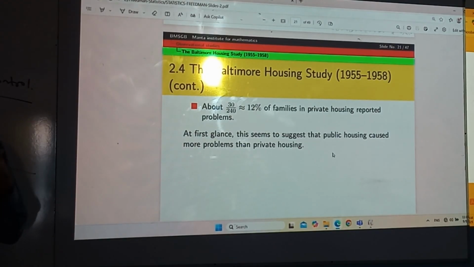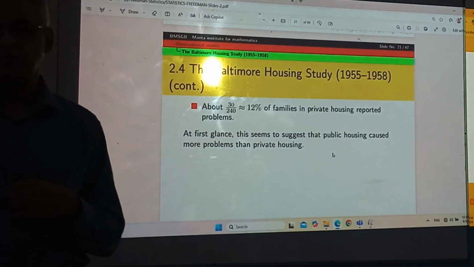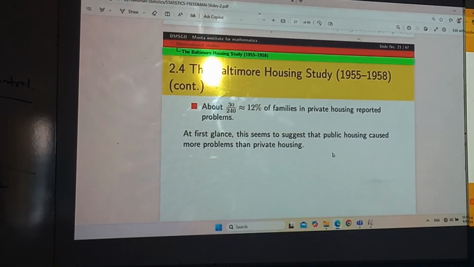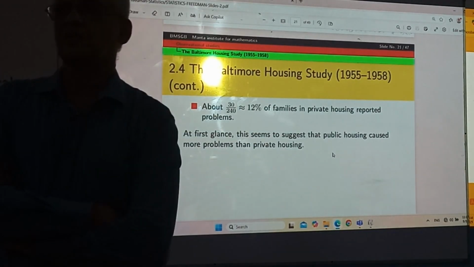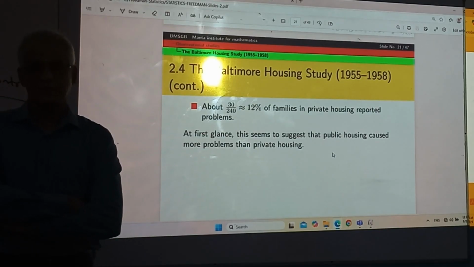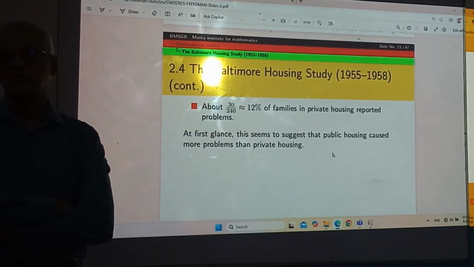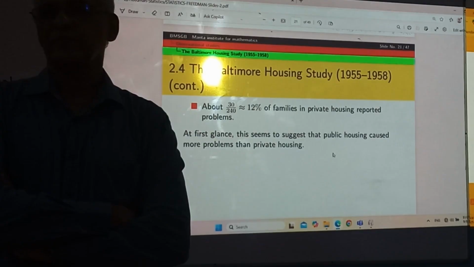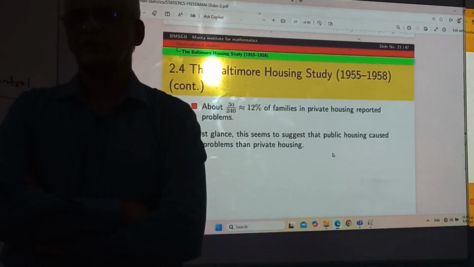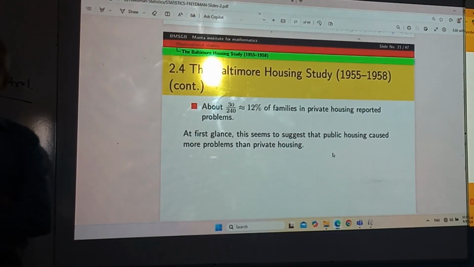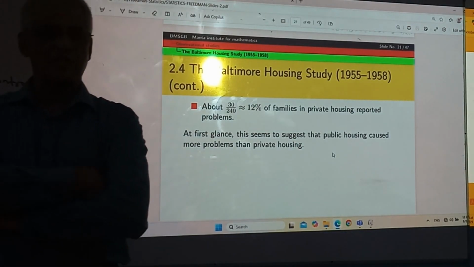So when you are reporting these numbers and coming to a conclusion, you have to be careful. What are the possibilities here? Is there any confounding factor possible? Income level. Yeah, how would income level be associated? So those who got into public housing must have low income. That's right. Actually, that's what happened. Most of the people who went into public houses were people with somewhat lower income.